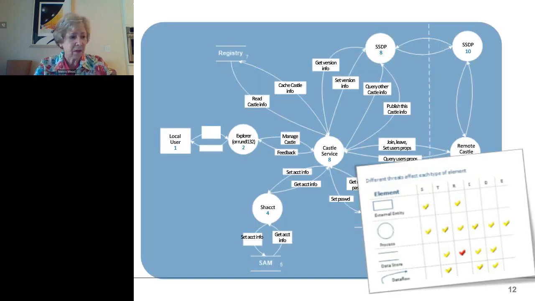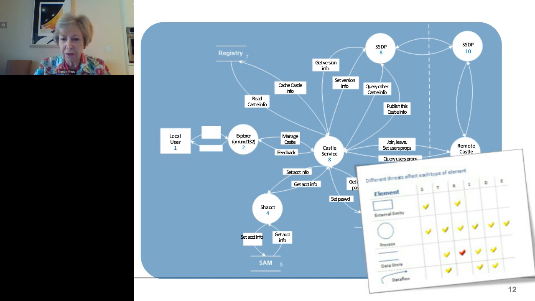Now, this diagram gives you an idea of the data flow diagrams that they used as input. We're not going to focus on the details of this. What's of interest here are what they call elements, because we're going to see them again in just a minute. A rectangle is an external entity. A circle is a process.